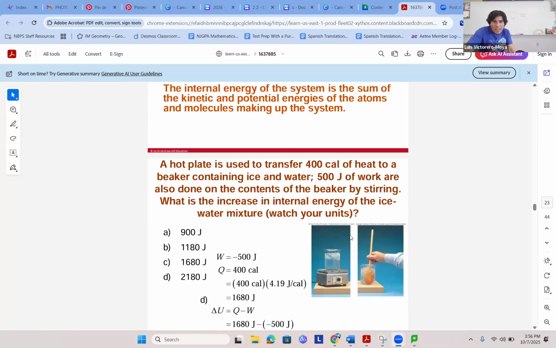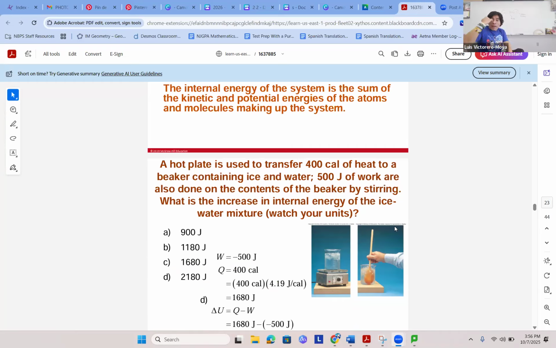So for example, look at this. A hot plate is used to transfer 400 calories of heat to a beaker containing ice and water. 500 kilograms of work are also done on the contents. So if you're doing work on the contents, the work is negative. What's the increase in the internal energy?